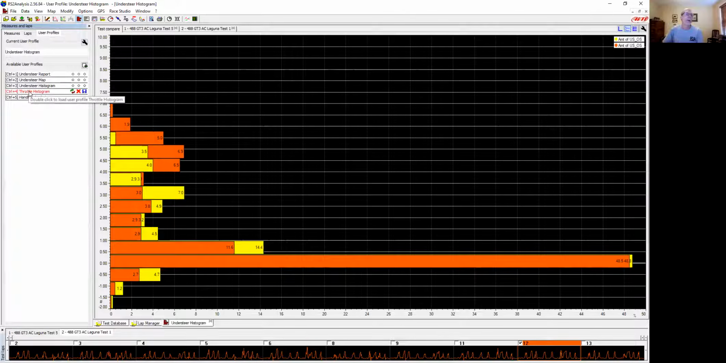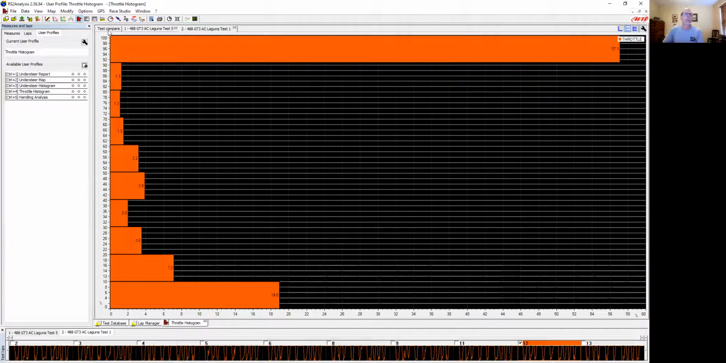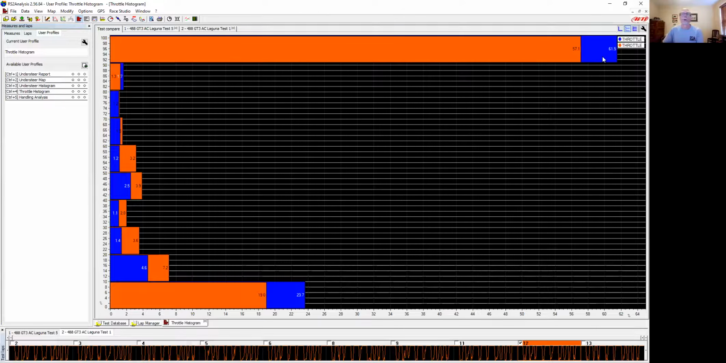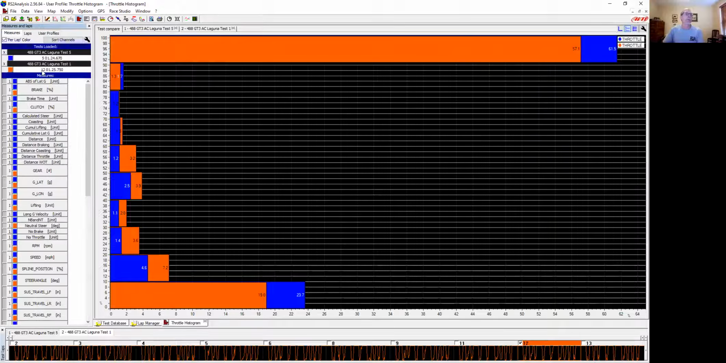Throttle histogram. So again, let me make sure my colors are right. The blue is the fast lap. Yep. So up to 61.5 versus 57.1. So I was off throttle a little bit more, but that's okay. If I'm at full throttle longer, that's really what matters when you're looking at the throttle histogram.